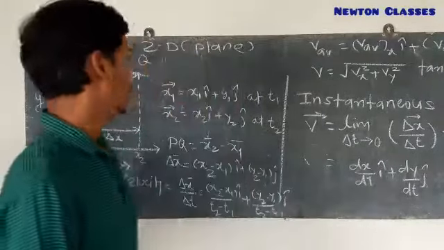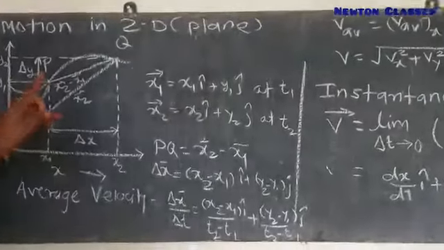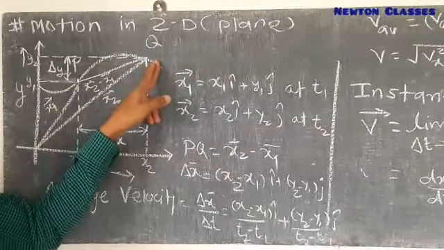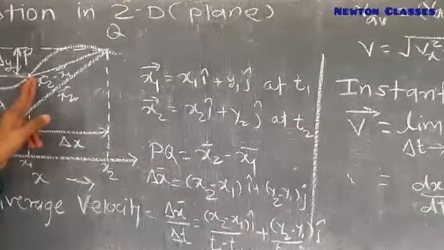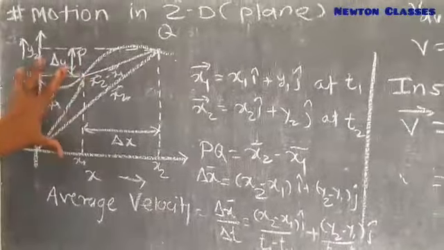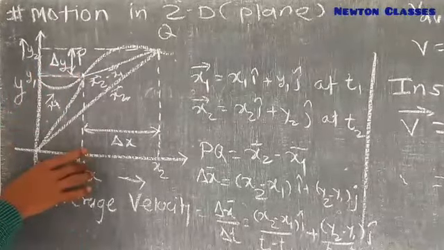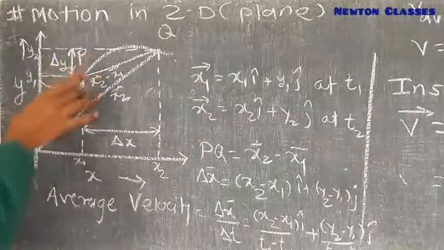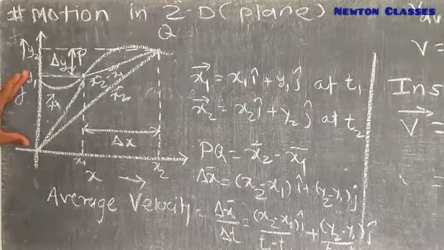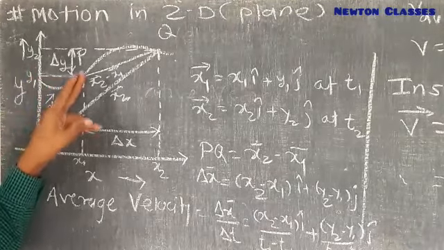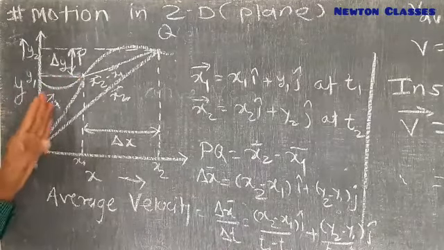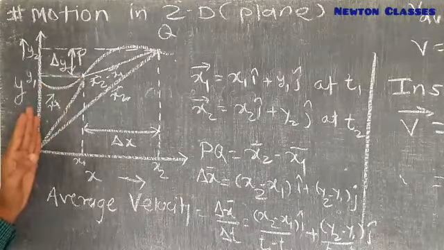Consider one example. Initially at time t1 the particle is at position P, and after some time, at time t2, the particle is at position Q. At point P, the particle covers distance x1 along the x-axis, and it also covers y1 distance along the y direction. This means the particle or object moves along two directions, so the motion of the particle is along two dimensions, that is motion in a plane.